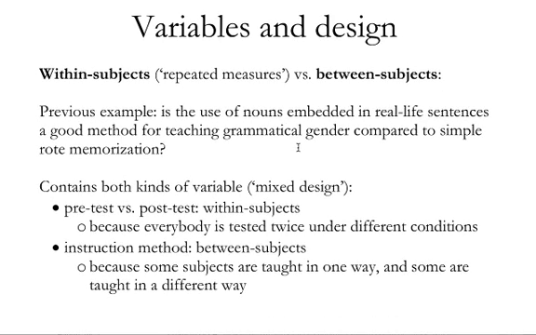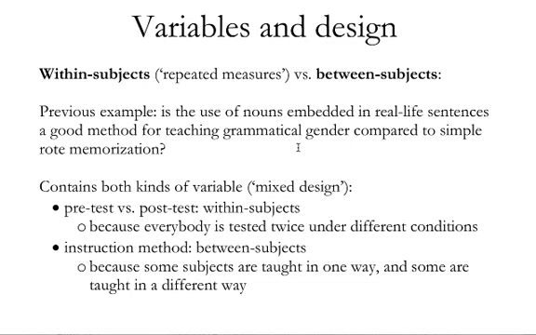So here's an example we looked at last time. Is the use of nouns embedded in real life sentences a good method for teaching grammatical gender compared to simple rote memorization? This one, presumably, if it's a well-designed experiment, is going to contain both kinds of variables. And so this one is going to be neither entirely within subjects nor entirely between subjects. And this, again, is very, very common in linguistics. And so you can call this a mixed design or a mixed effects kind of analysis.